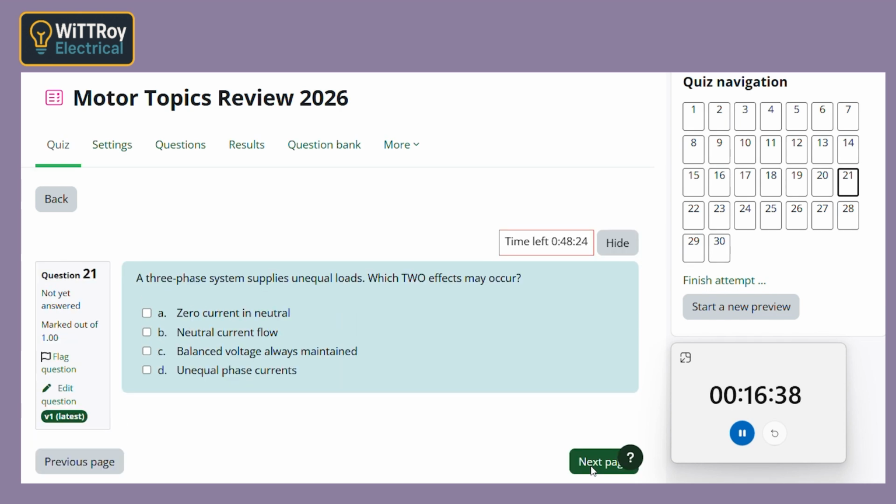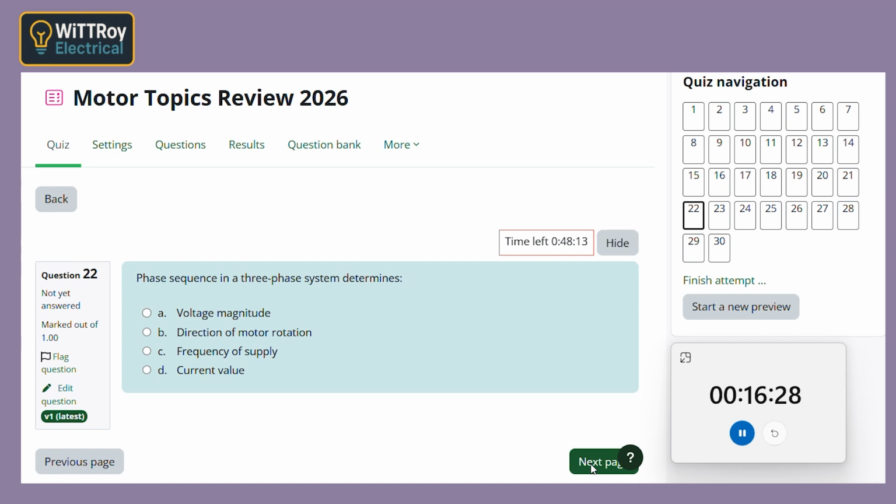Question 21. A three-phase system supplies unequal loads. Which two effects may occur? Unequal phase currents and neutral current flow. Correct. These two belong together. Unequal loads mean unequal currents, and because the currents are unequal, they do not cancel in the neutral. So if I only chose unequal phase currents, I'd only be half right. Exactly, and that's an important exam lesson. Often one effect leads directly to another effect. "Balanced voltage always maintained" is too absolute and is not the correct answer here. "Zero current in neutral" is definitely wrong for unequal loading.